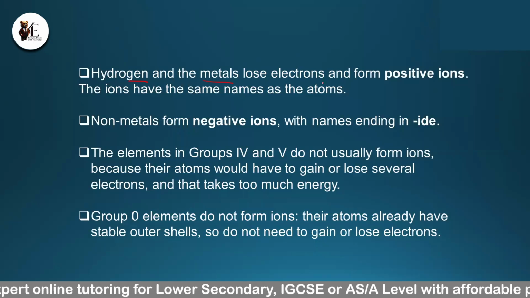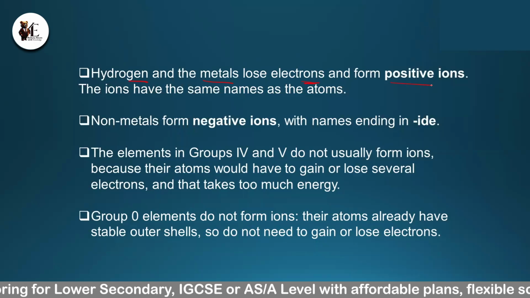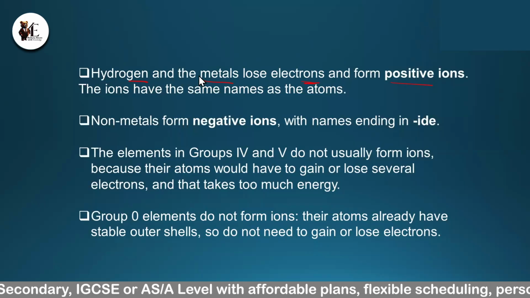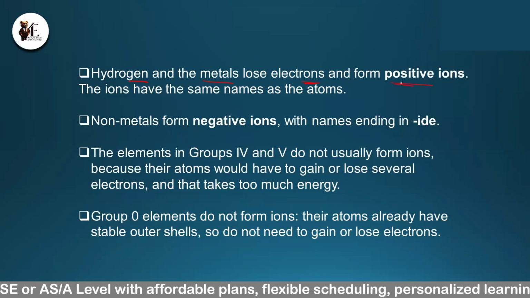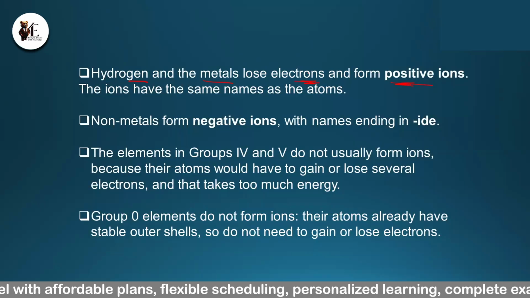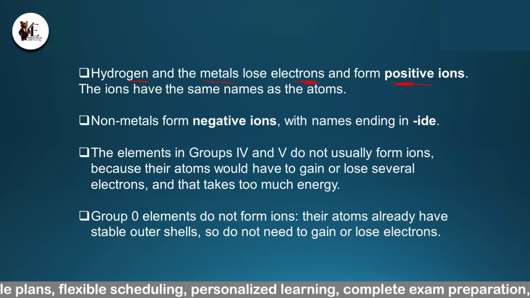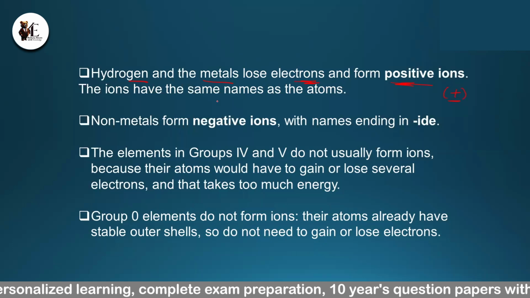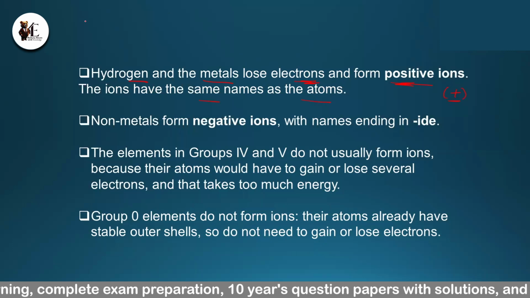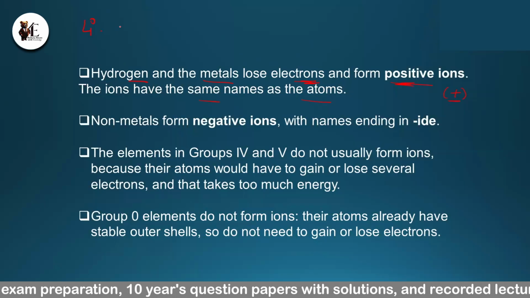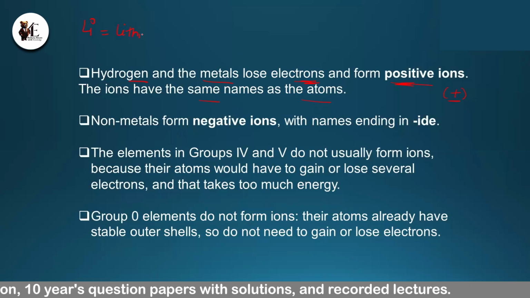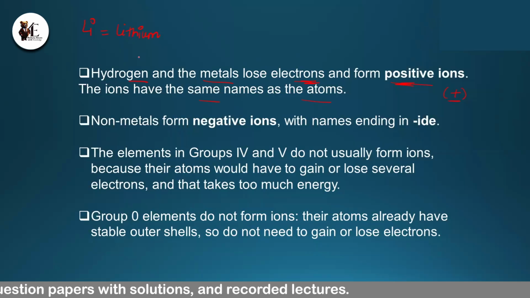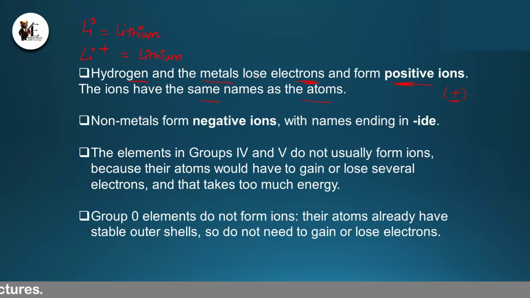Hydrogen and the metals lose electrons, so they form positive ions, because electrons are negatively charged. When they lose electrons, they themselves become positively charged. These ions have the same names as the atoms. For example, lithium. It is known as what? Lithium, right? And lithium plus, the lithium ion, is also known as lithium. No change in the naming, right?